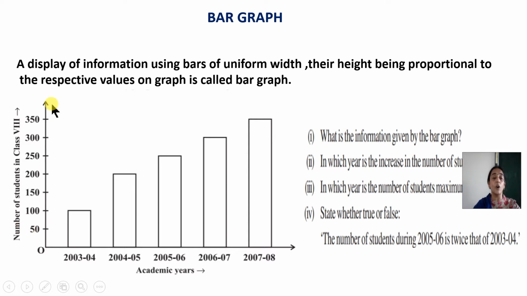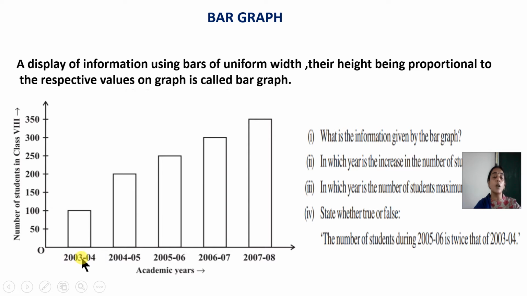This is your y-axis, and this horizontal axis is your x-axis. Now here we take 2003-2004, 2004-2005, 2005-2006, 2006-2007, and 2007-2008. So this is your 2003. Now looking at this graph, what is the information given by the graph? The information given by the graph is how many students there were in the respective academic years.